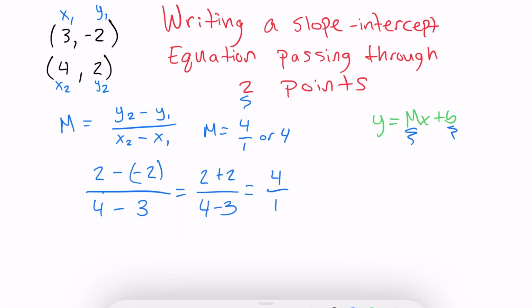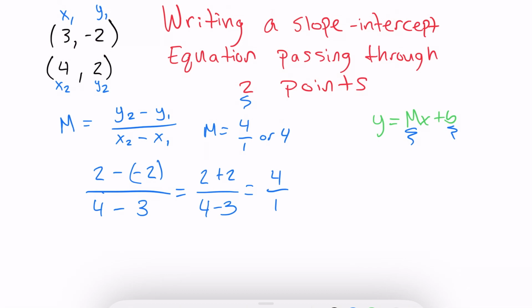Now there's 2 ways we can go about finding our b value. We can either use what's known as point slope form and simplify that equation, or we can use the fact that we know what our slope is and we can solve for b by isolating it, and we know what our x and y values are from our given x1, y1, or x2, y2. I'm going to use the second method of using the equation we're already given here.